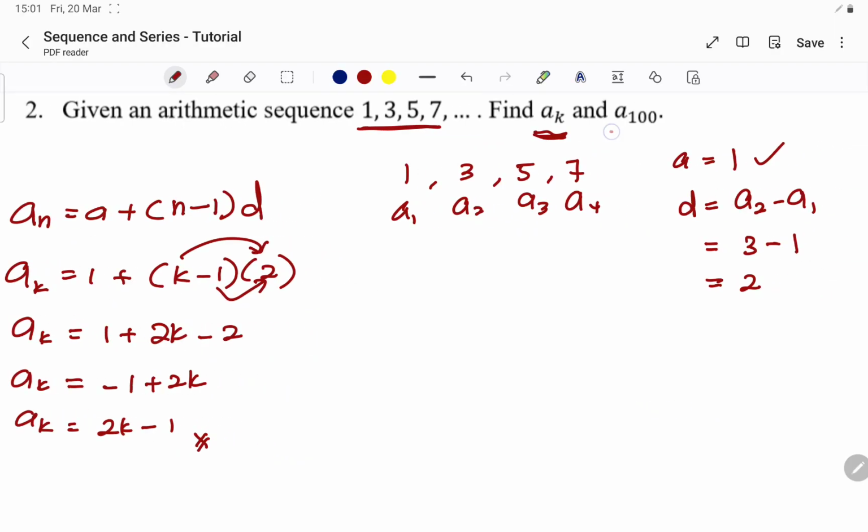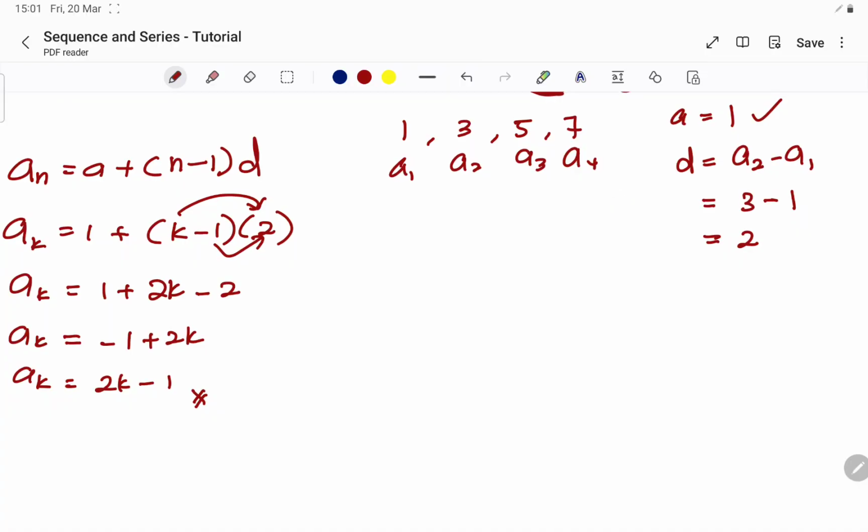Now we want A100, so the 100th term. So you already have AK. Since we want A100, you just have to substitute inside: 2 multiplied by 100 minus 1. So the total answer is 199. Like this.